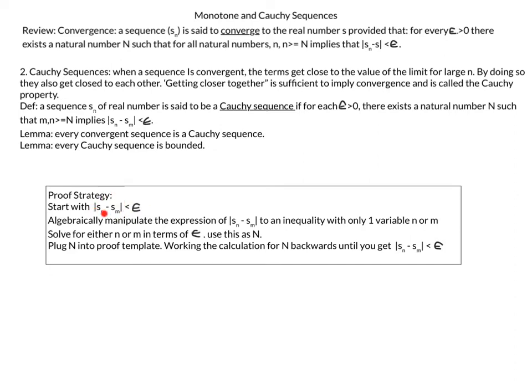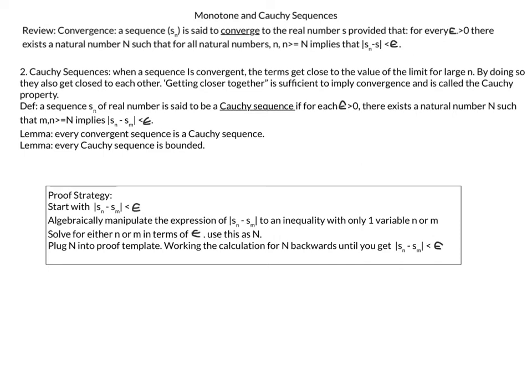You're going to algebraically manipulate this expression to an inequality with only one variable, either the n or the m. It's not that you so much eliminate it, well, you do eliminate it, but basically you're using inequalities to do that. We're going to do examples. Then you solve for either n or m, whichever is left, in terms of epsilon, and you use this as capital N. Then you plug your capital N into your proof template, and you work the calculations backwards until you go from n up to Sn minus Sm is less than epsilon.